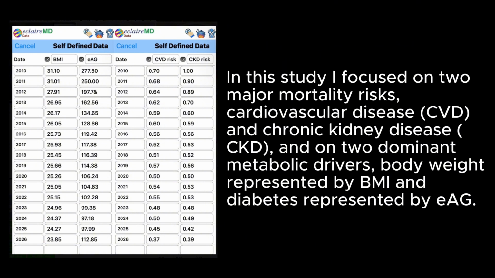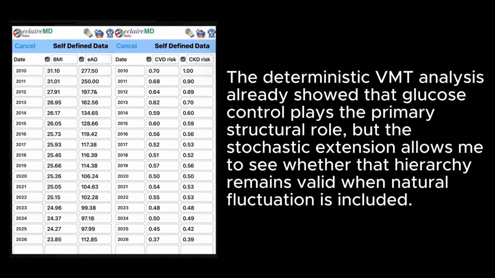In this study, I focused on two major mortality risks: cardiovascular disease (CVD) and chronic kidney disease (CKD), and on two dominant metabolic drivers: body weight, represented by BMI, and diabetes, represented by EC. The deterministic VMT analysis already showed that glucose control plays the primary structural role, but the stochastic extension allows me to see whether that hierarchy remains valid when natural fluctuation is included.